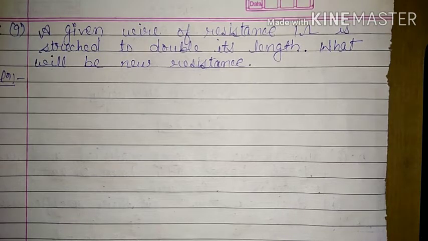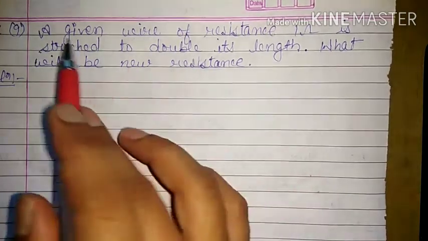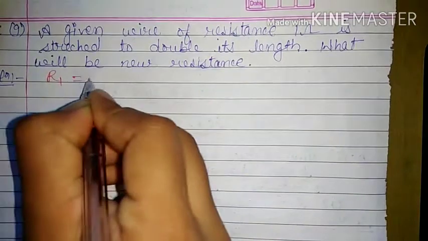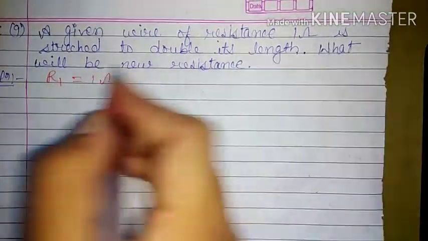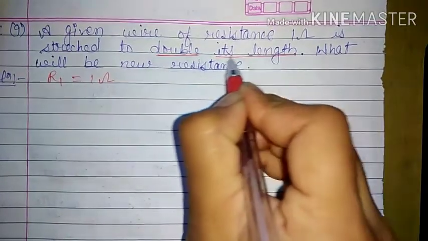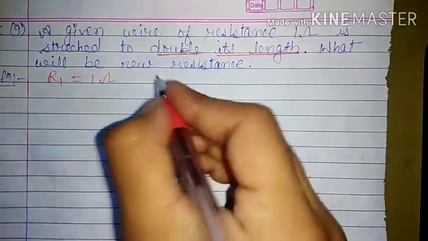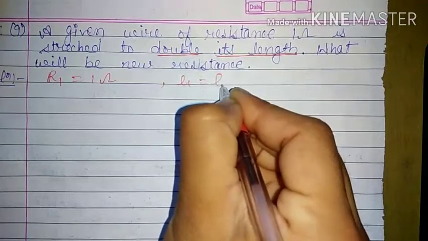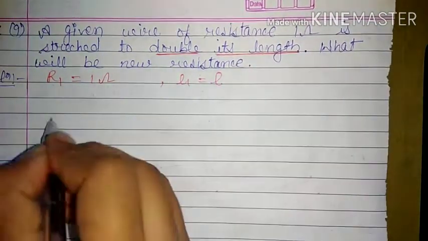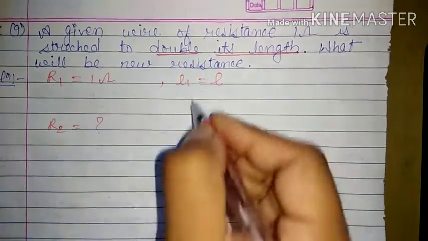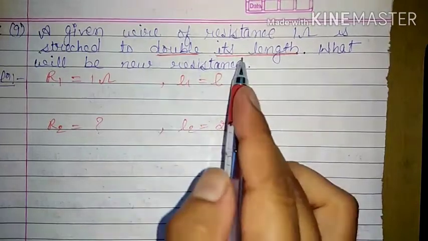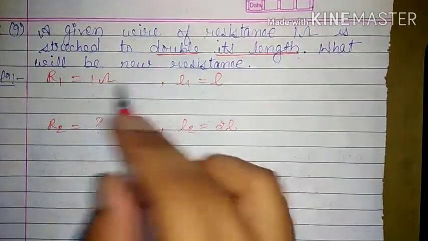That means one resistance has been already given. A given wire of resistance 1 ohm, so let it be R1, that is equal to 1 ohm, is stretched to double its length. That means length has been doubled. In this case, let the length be L. Then in another case, for R2, which we have to find out, the length L2 will be 2L, because the length has doubled. What will be the new resistance?